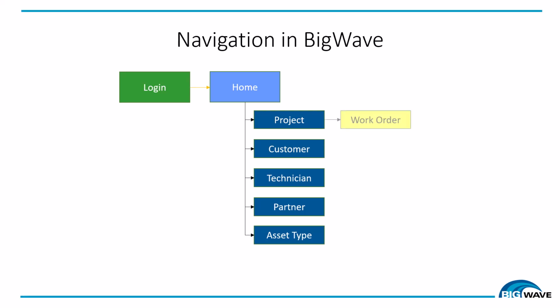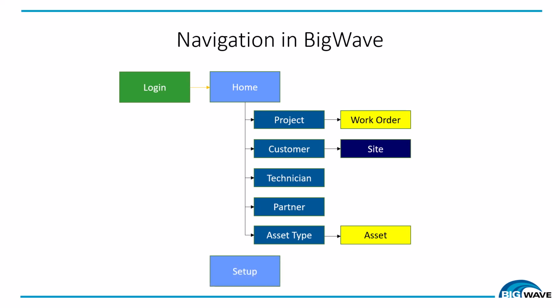These other items include work orders, which is the area most people will spend their time, but also customer sites and assets. Remember, if you're following along with your own login and don't see some of these items, it's because your view has been simplified by your company admin. Finally, there's a setup area where BigWave setup functions are held. For example, it's in the setup area that you add new users to BigWave. Let's visit each of these areas briefly and, along the way, weave in navigation techniques.